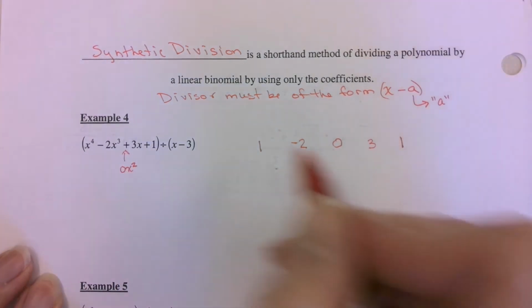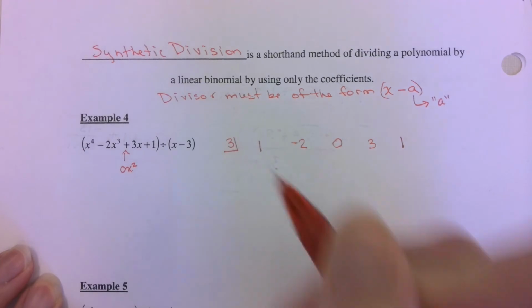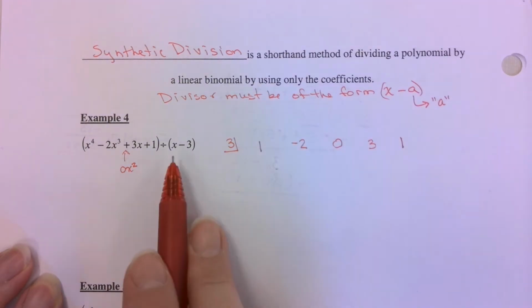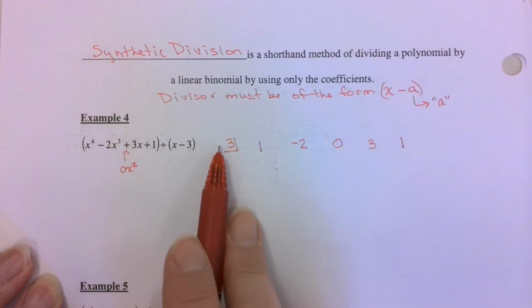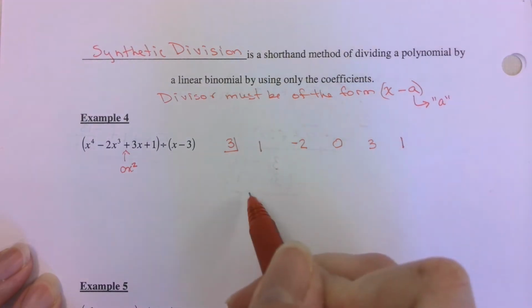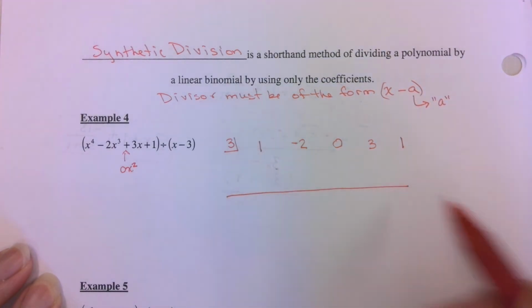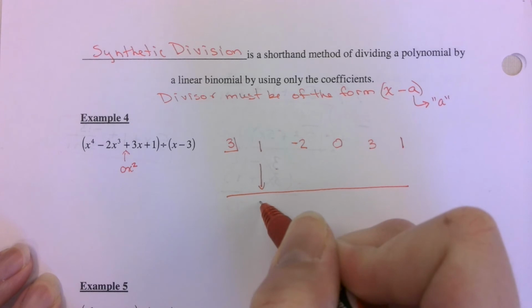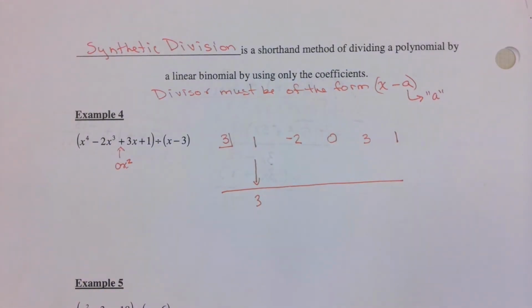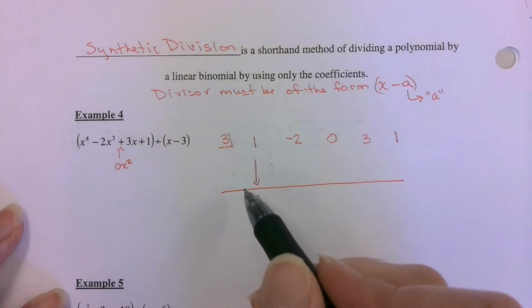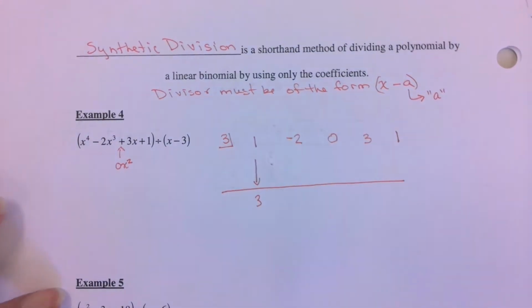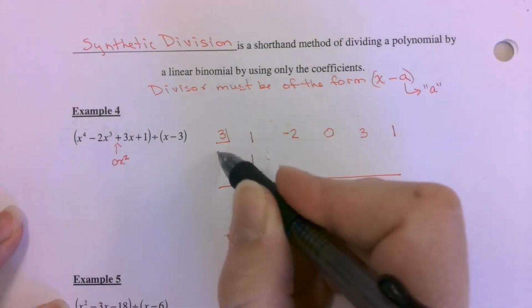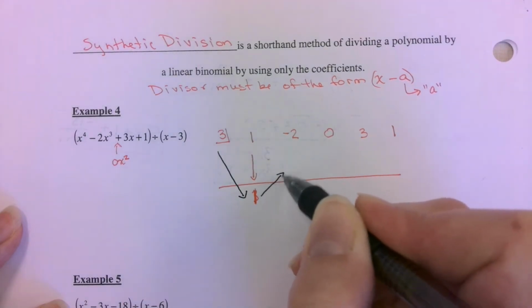Now, I am dividing by a, which in this case is 3. It's not negative 3, remember, it's x minus a, so we use the value of a. If it was x plus 3, we'd be using a negative 3 here. Now, to set up your synthetic division, we're going to go ahead and draw a line. And then it drops down the first term, so we put a 1 here, okay? And once we put that 1 there, the next thing that we do is we take our 3.